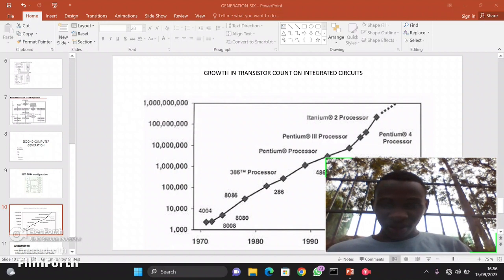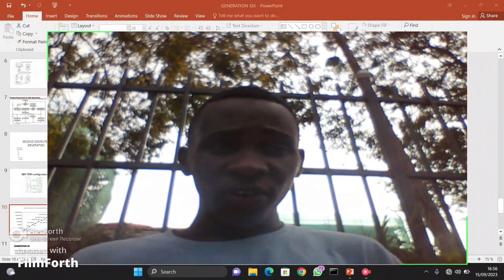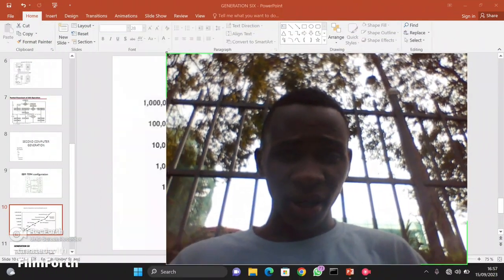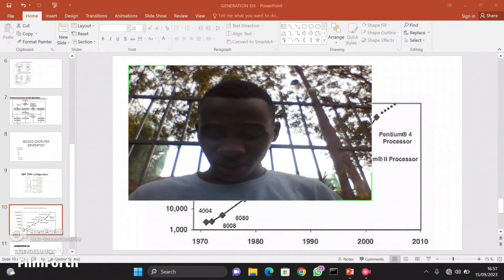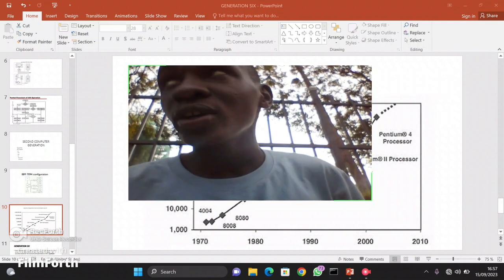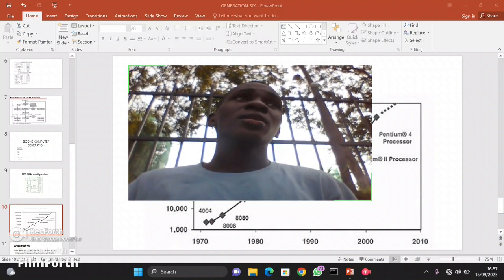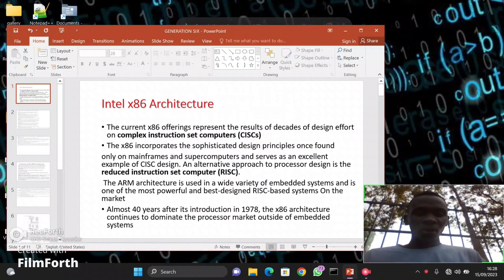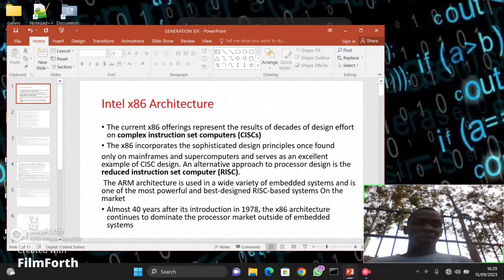So going to the fourth generation of computers, this starts from 1972 onwards. Now looking at the Intel x86 architecture, that goes for the second question.